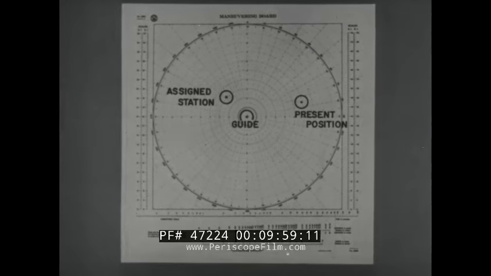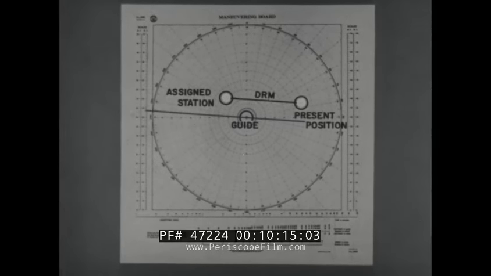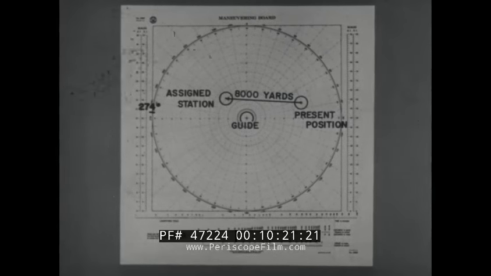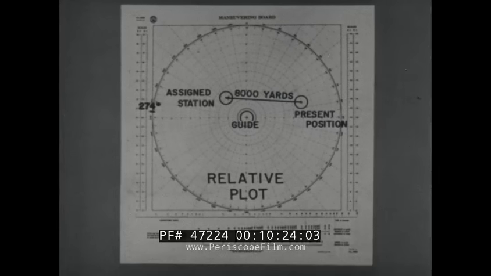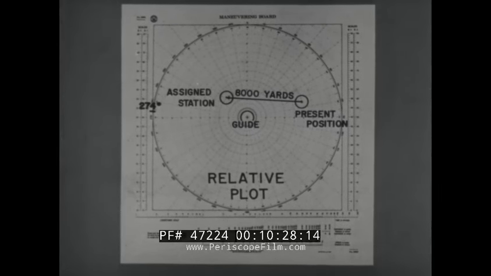The direction of relative motion is from where you are to where you want to be. So plot a straight line between your relative positions, mark it, direction of relative motion, and add an arrowhead to show its direction toward 274 degrees. The length represents the relative distance you will have to make good to complete the maneuver. You have finished the relative plot and are ready to find your true course by constructing a vector triangle.